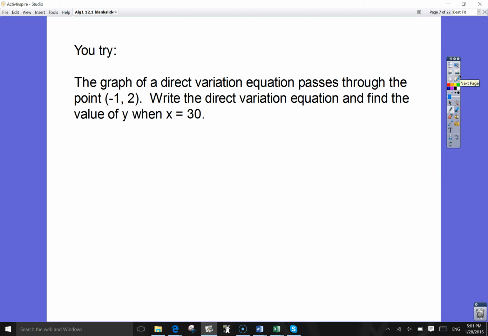So try to do the same thing with this. You try. The graph of a direct variation passes through the point -1, 2. Write the direct variation equation and find the value of y when x equals 30. Right? Please do not look at a problem like this and see the first 2 words are the graph, and think that you're supposed to graph this. You are not. You are writing an equation. That's the point of this. So go ahead and hit pause, and when you are done, hit play and see whether you got it right.